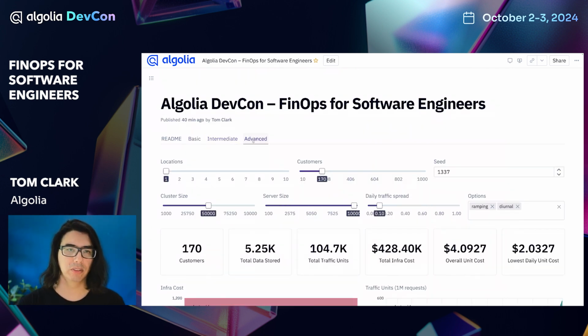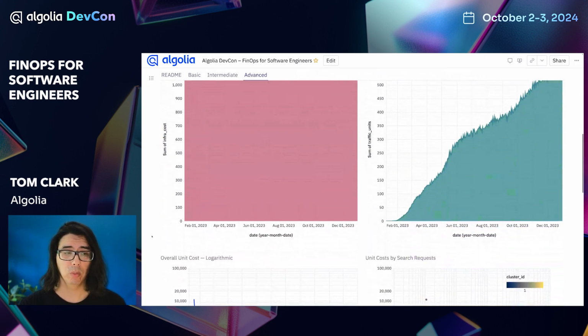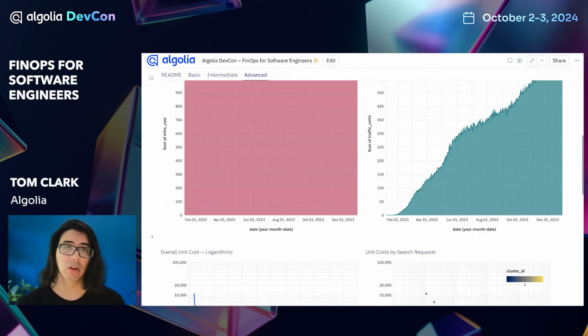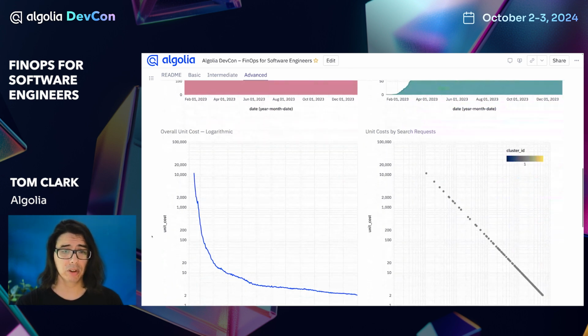Now let's look at a more advanced topic. We've reduced the number of customers we have. Our clusters can handle a lot of data, and our servers are gargantuan. So in this scenario, we want to know the behavior of our unit costs. Will they keep improving? Do they stabilize? What can we infer from that?